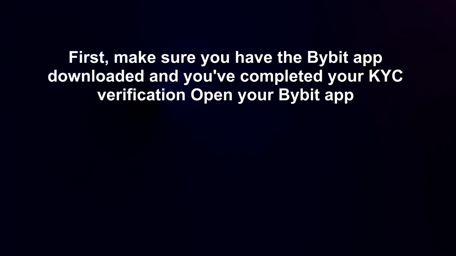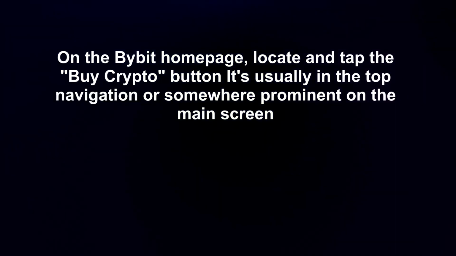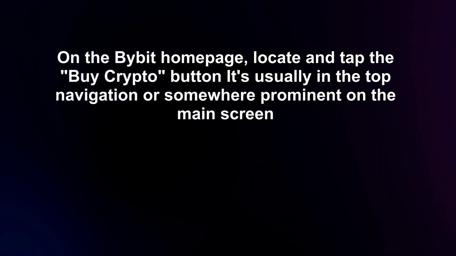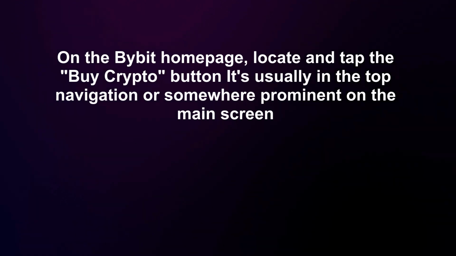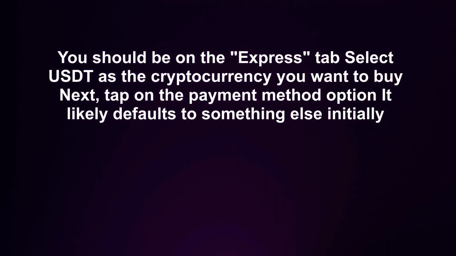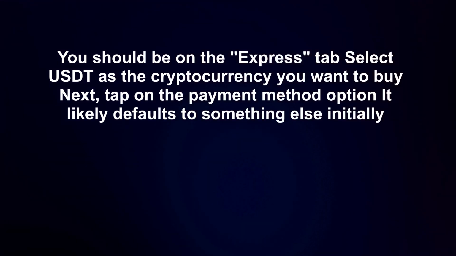Open your Bybit app. On the Bybit homepage, locate and tap the Buy Crypto button. It's usually in the top navigation or somewhere prominent on the main screen. You should be on the Express tab. Select USDT as the cryptocurrency you want to buy.